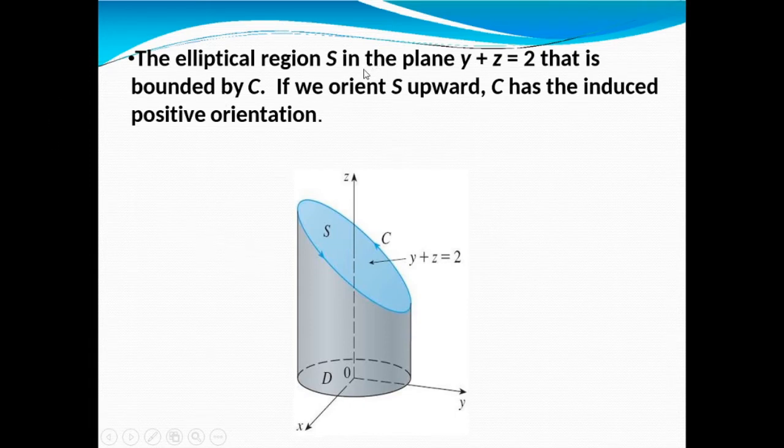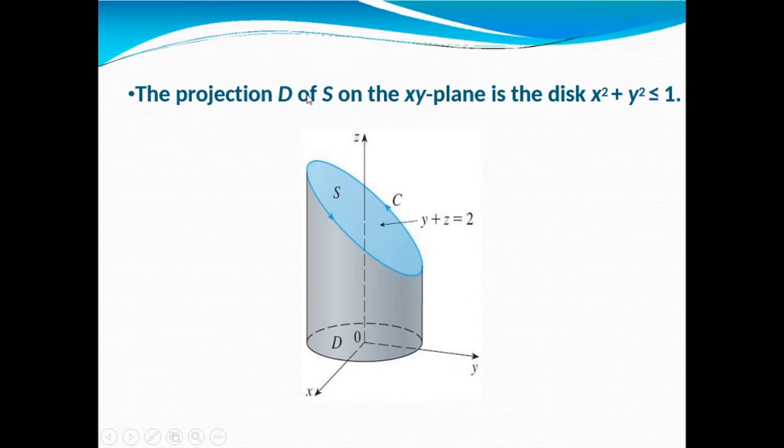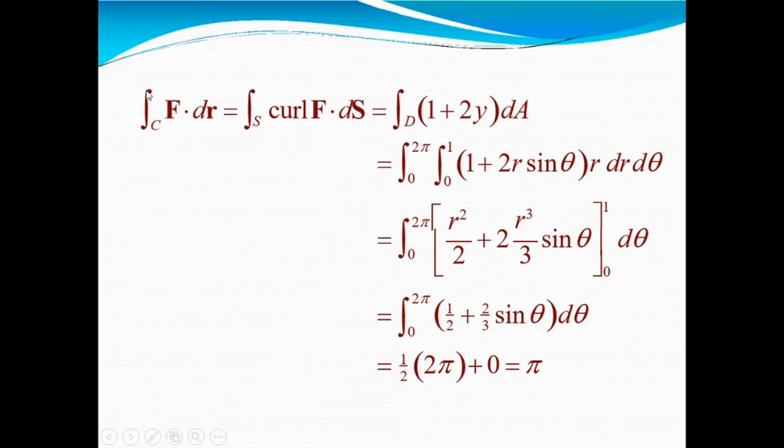So the elliptical region S in the plane y plus z equals 2 is bounded by the curve C. If you orient S upwards, C has the induced positive orientation. So when we move S upwards, the C will have positive orientation. The projection D of S on the xy plane is the disk x² plus y² less than or equal to 1. This is the condition that we have to apply. So from Stokes theorem, the line integral of F dot dr is equal to the surface integral of curl F dot dS.